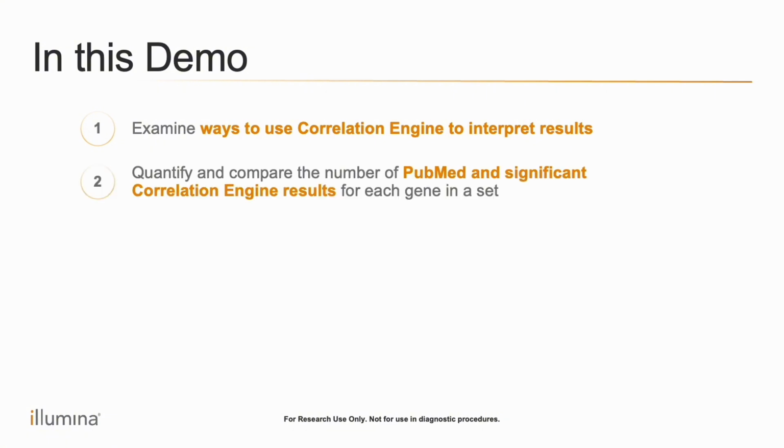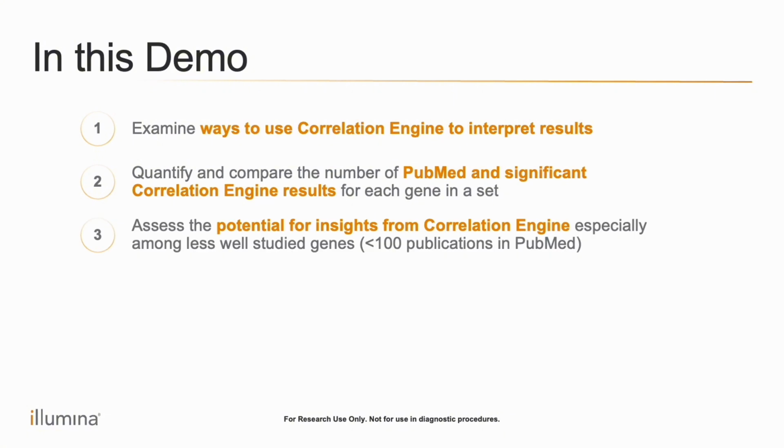Then, in the context of understanding genes that may be among a set of, for instance, differentially expressed genes, we'll start with a set of gene identifiers to quantify and compare the available literature-based knowledge in PubMed with the number of significant results when queried across Correlation Engine's public omics studies. We'll focus on what this may say about the potential for insights from Correlation Engine, especially for less well-studied genes.